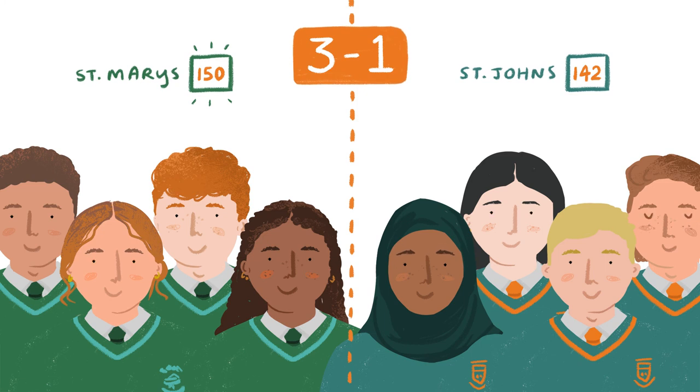3-1 is for a majority win. If one school scores between 1 and 10 points more than the other school, a 3-1 is awarded. For example, if St Mary's score 150 and St John's score 142, St Mary's will be awarded 3 points and St John's will receive 1 point.